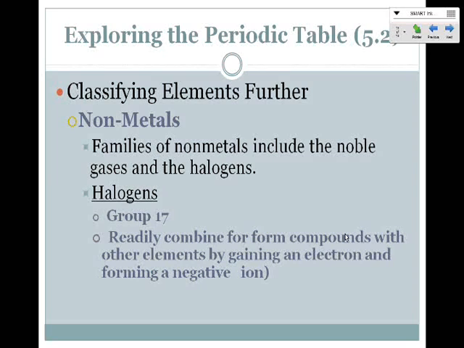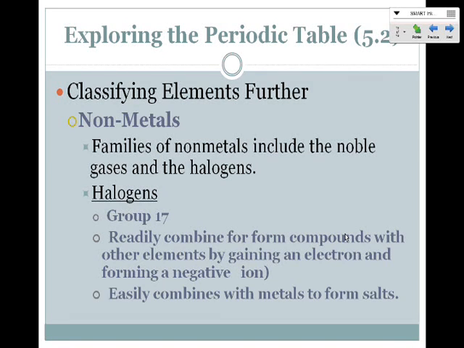Remember, they have 7 on the outside. They only need 1 to be happy, so they take that one very quickly, and they react pretty quickly to do that. Now, they easily combine with metals to form salts. So like sodium chloride, that's a salt. That's our table salt that we use, and that's a metal forming with a nonmetal to form a salt.